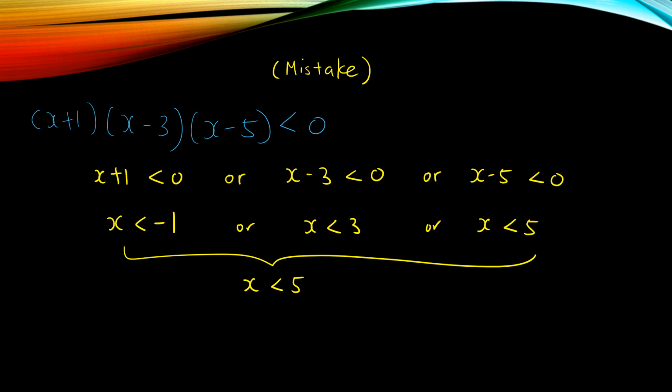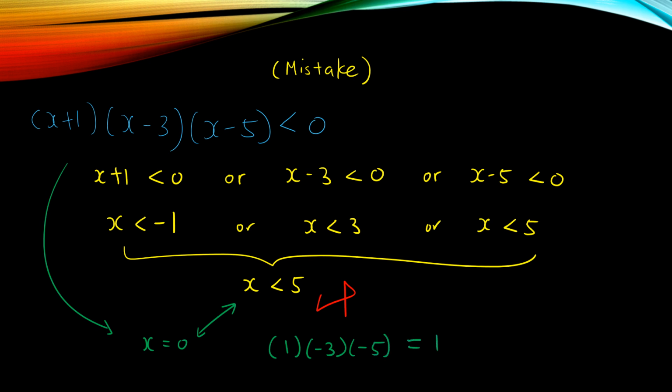Now this answer is clearly wrong. Why is it wrong? Suppose we pick a value, say x equals 0. Well, x equals 0 satisfies the solution set. But what happens if we place it back into the original expression? It will be 1 times negative 3 times negative 5, which will give me a positive 15 instead. So that means x less than 5, this solution set, is actually incorrect.